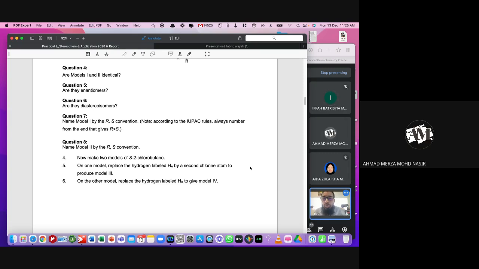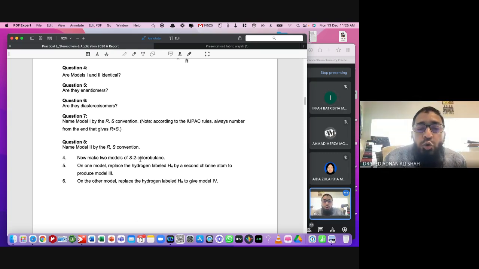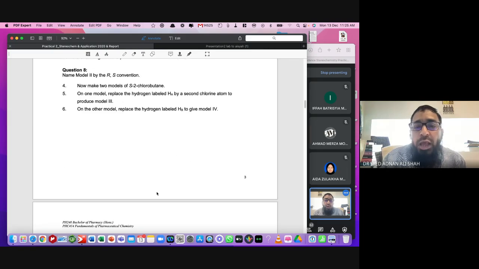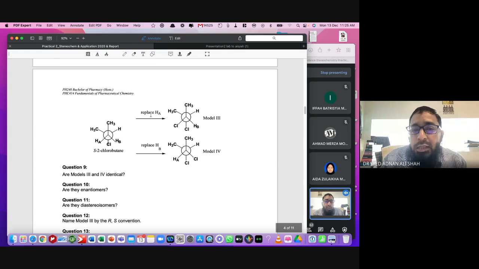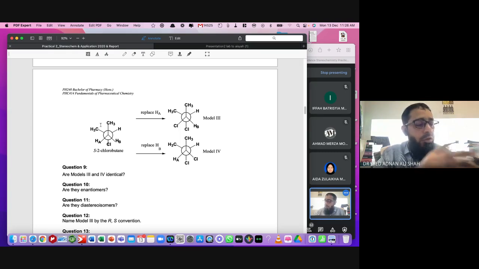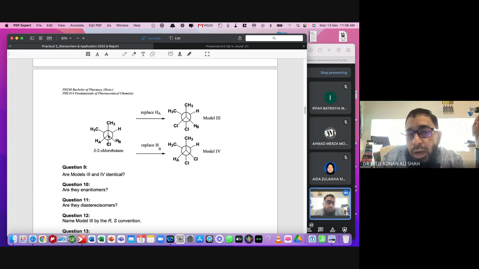So the same thing you have to apply for the 2-chlorobutane, right? For 2-chlorobutane, you have to replace the Ha with the chloride and Hb with the chloride, and then you have to see. So these are the Newman projections, right? So don't be confused about how.